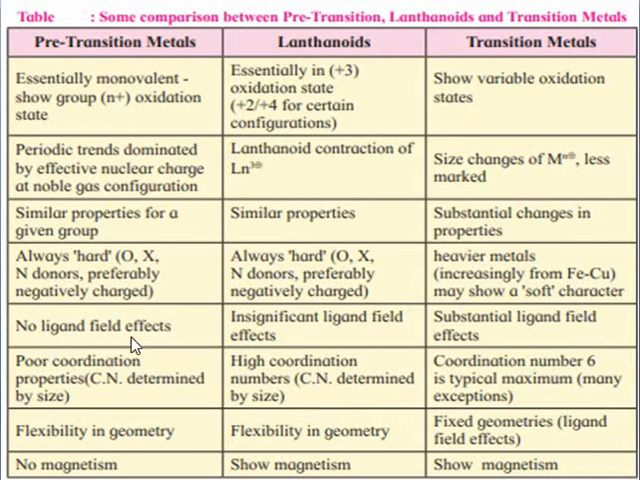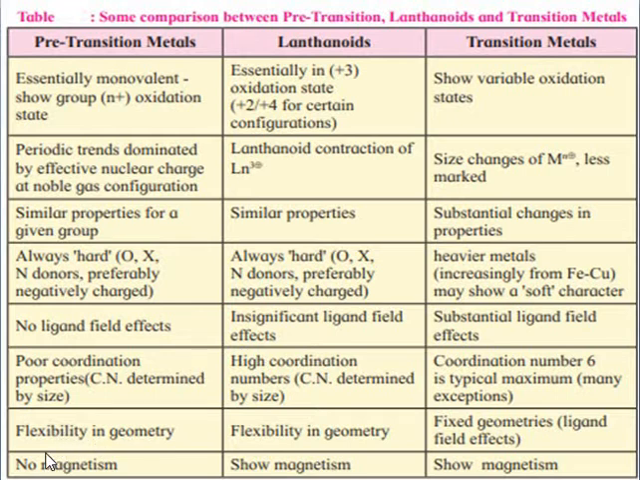The lanthanoids show no or insignificant ligand field effect, while the transition metals show a substantial ligand field effect. Next is coordination properties. Pre-transition metals have poor coordination properties. Lanthanoids have higher coordination numbers, and in transition metals, coordination number 6 is typically the maximum, with many exceptions.